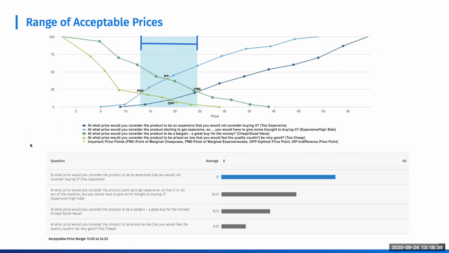So what is that exactly? The point of marginal cheapness is the intersection where just as many of your respondents consider the price to be too cheap as those that say too expensive. What this represents in sales is that at this price point or cheaper, you will actually get a negative impact on your business because you're selling the product at too cheap of a cost.